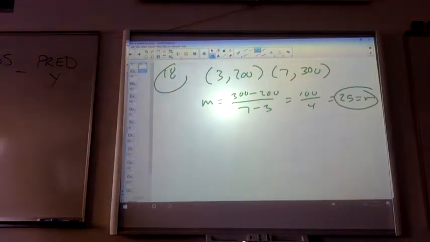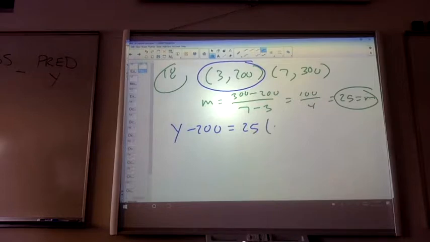So then I can use my point slope. Doesn't matter which equation I pick, so I'll pick this one. So y minus 200 equals 25 times x minus 3. So write a linear equation. Okay, what is the y-intercept? Okay, so then I'm going to solve this.